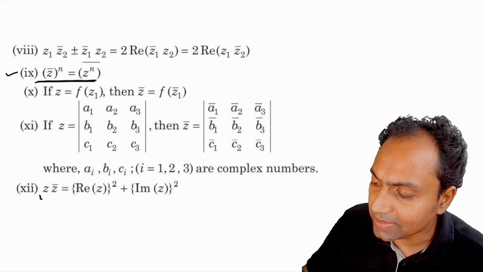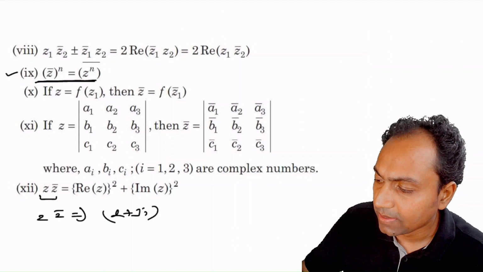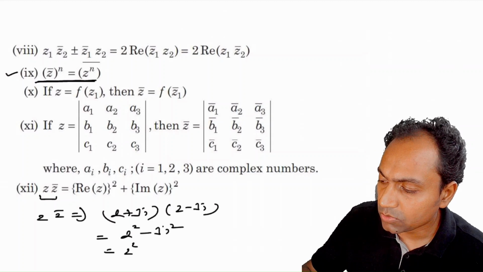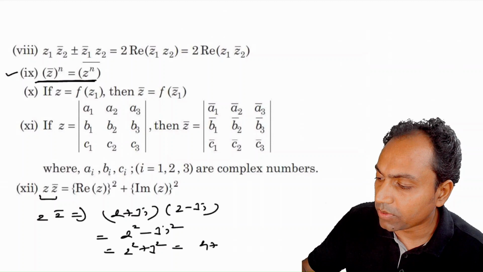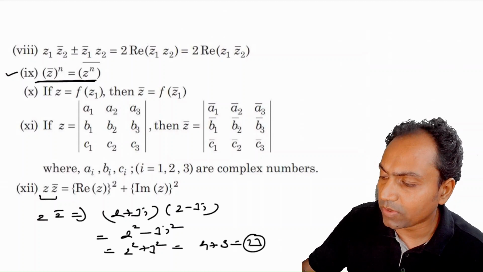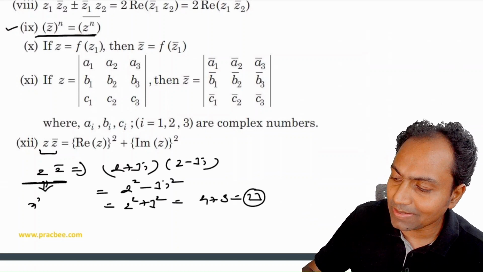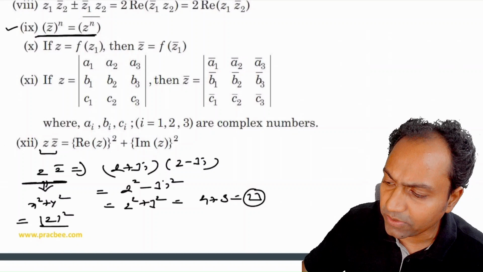One is this z bar. So if I take z and multiply by z bar, I will take an example. If I take 2 plus 3i and multiply by 2 minus 3i, what will happen? This will become 2 square minus 3i square. So 2 square plus 3 square. And this is nothing but 4 plus 9, 13. So what is happening here is if I multiply this, what I ultimately get is x square plus y square, and that is nothing but mod of z whole square. Now this is a very important property.